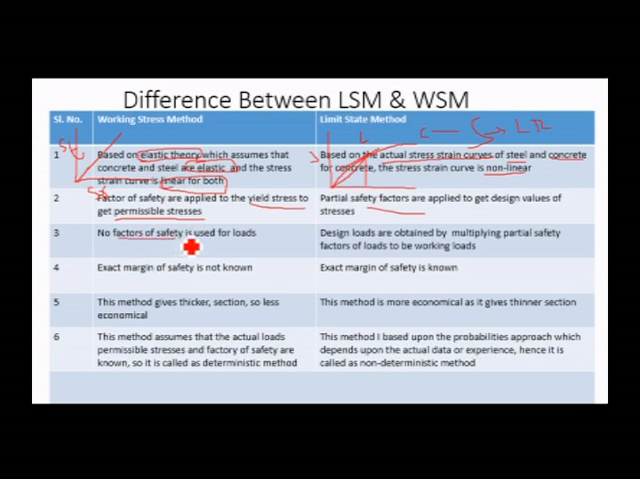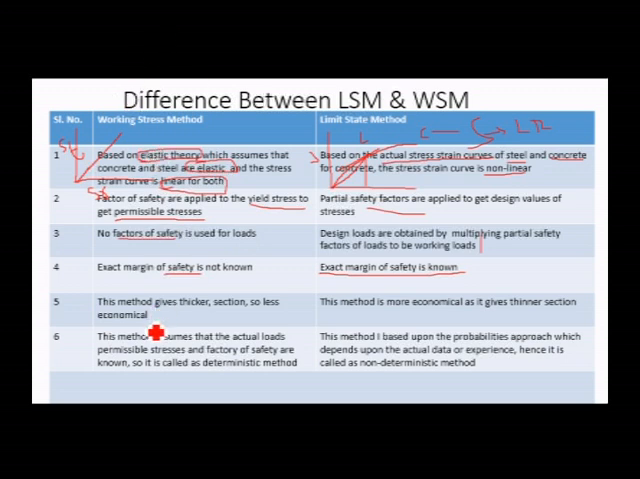In working stress method, there is no factor of safety used for load, whereas in limit state method, design loads are obtained by multiplying the partial safety factor with the working loads, and this is also given in IS 456, okay, for more details. And the exact margin of safety is not known. Safety margin will not be known in this one, whereas the safety margin is known in limit state method.